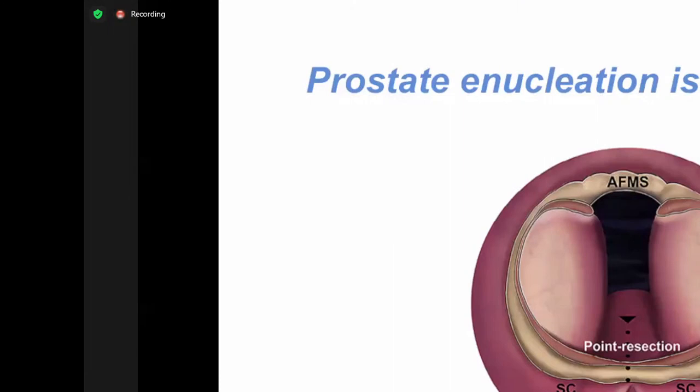So I think enucleation is actually not difficult, as soon as you know the anatomy and you have the patience to define it. But I think every step counts, because if you have an area which you didn't do well, the plane is not good, you get disoriented, then the procedure can become very, very difficult. So every step counts, and if every step is done correctly, then it should be very, very smooth.